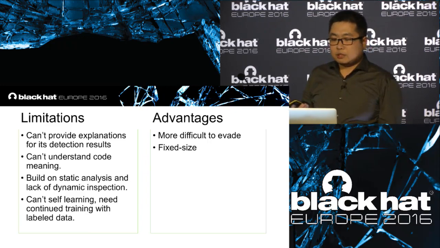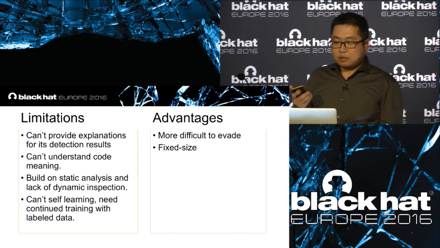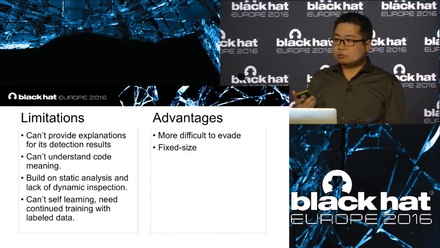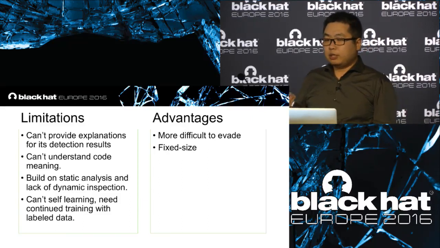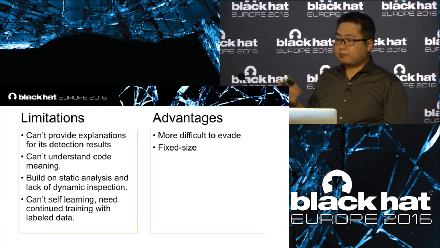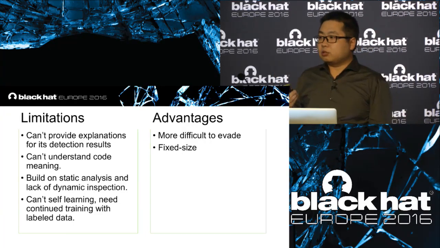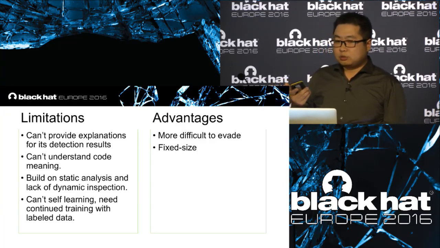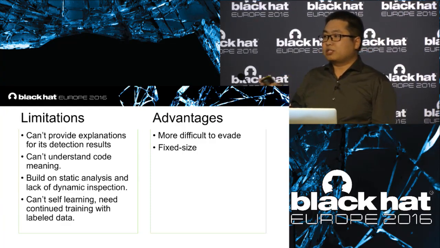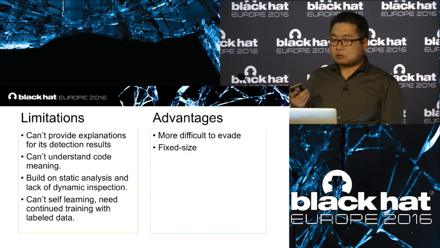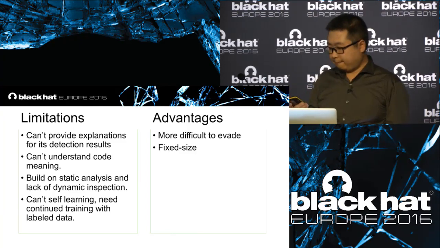And it also has advantages. For example, it is more difficult to evade, as we have just discussed, and it has a fixed size model. The size of a traditional signature database grows with sample size linearly. But the size of a deep learning model is only related to the network structure. For our system, the model size is only 2 megabytes.